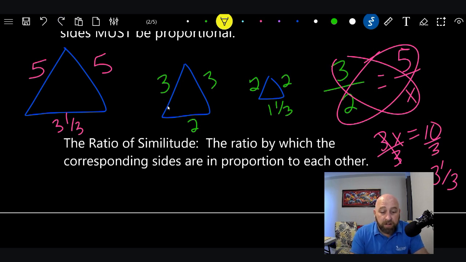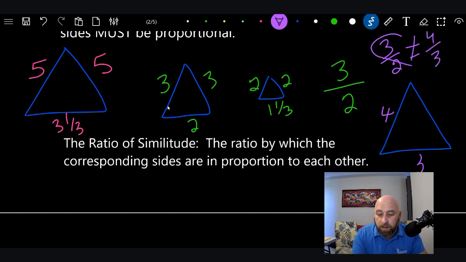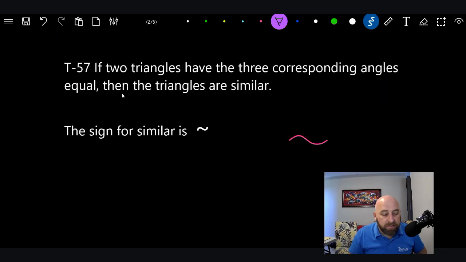You could have a different triangle. So if we have one more triangle here, but if my sides aren't in proportion, so maybe this one is a 4 and this one is a 3. Well, that doesn't equal. 3 over 2 is not similar to 4 over 3. How do you know that? Well, if you do the math, you get 9 and you get 8. So this one would not be similar. Why? Because the proportion, the ratio of similitude, is off. It's not a 3 to 2. So that one is not similar. Okay? So that's the ratio of similitude.